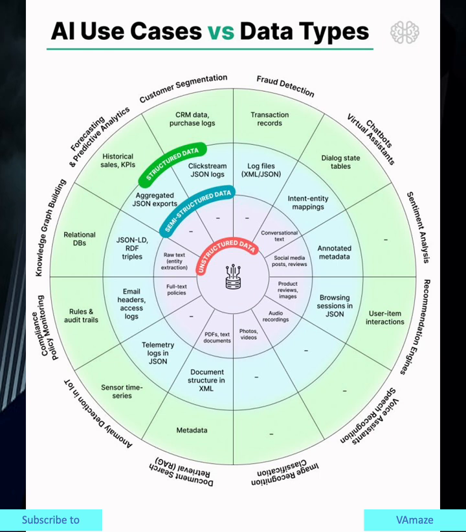The future landscape, convergence and integration. The unified data platform vision. The most successful AI implementations of the future will seamlessly integrate all data types shown in this diagram. Modern data platforms are evolving to handle structured, semi-structured, and unstructured data within unified architectures.